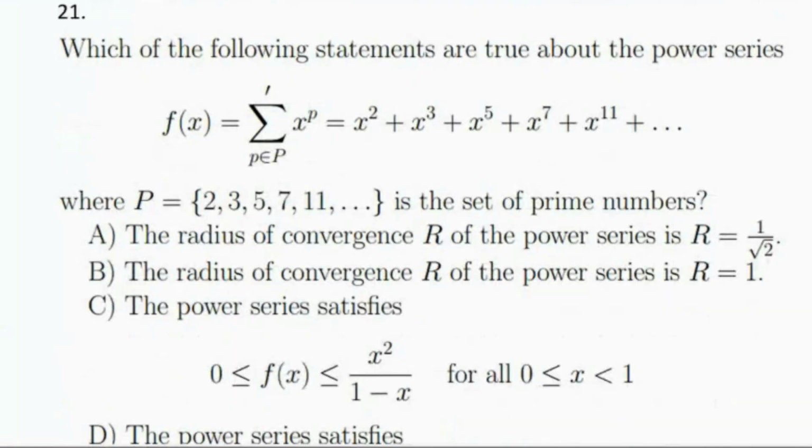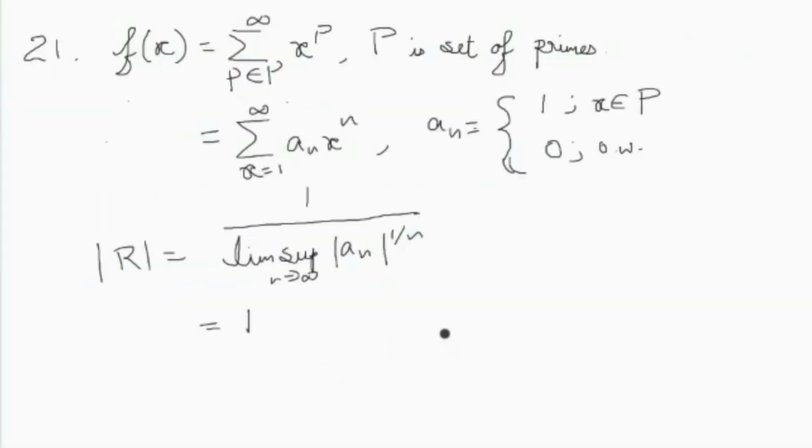So this is question number 21. Which of the following statements are true about the power series given? f(x) is equal to summation x to the power p, where p is a prime number. I have written f(x) as summation x to the power p, which can be written in the form summation a_n x to the power n, where a_n is 1 if n belongs to primes and 0 otherwise.